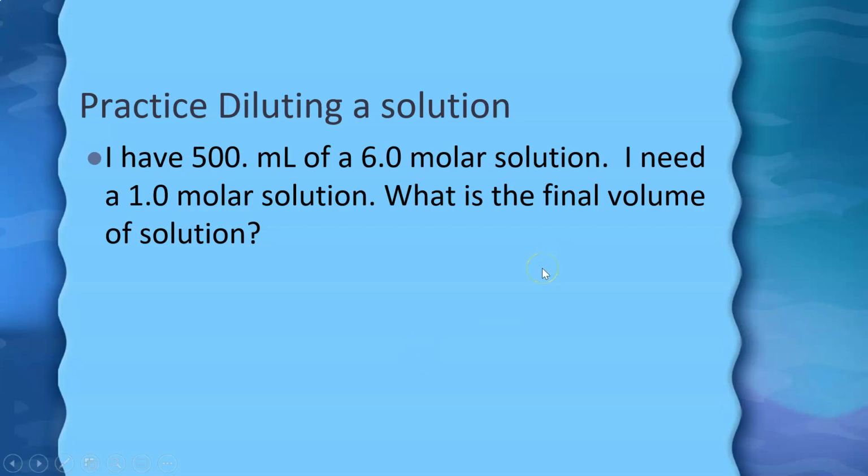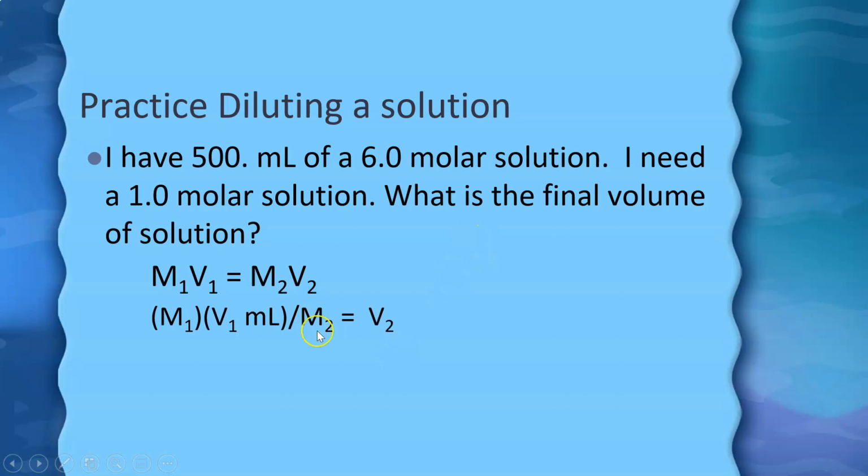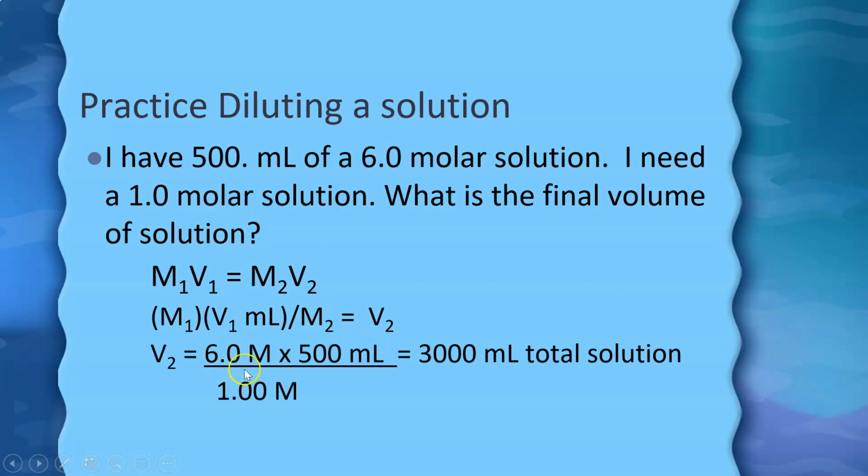So what I'm going to do is look at that and say, oh, dilution problem. I know the formula for that. M1V1 equals M2V2. So I'm going to write it. Then I'm going to, you guessed it, solve it. So I'm going to call my V2, what I'm looking for, final volume is usually V2. So I've got M1, 6.0 molar, V1, 500 milliliters, and M2, 1.0 big M. So I'm going to plug that in.